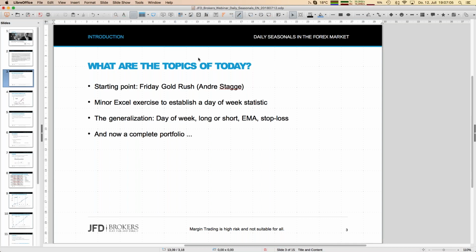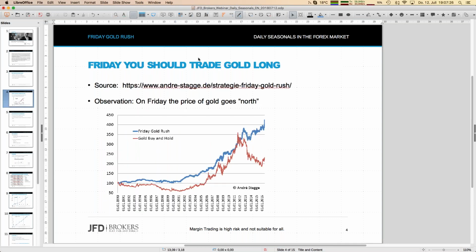And finally, since I'm not only related to those Excel sheets, I have investigated that kind of strategy in much more detail, with walk forward methodology, for example. I will show you the complete portfolio based on two assumptions. Okay, the Friday Gold Rush. You remember we had that chart two weeks ago.